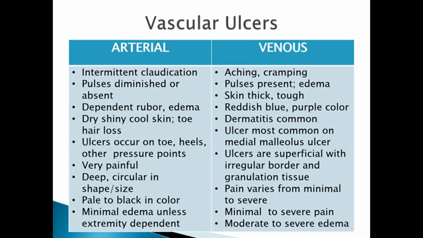Whereas when you look on the venous side, they don't have a problem with peripheral pulses. And they're going to have edema all the time. Their skin is very thick, it's very tough. Color-wise, it's a reddish blue to a purple color. It's not uncommon for them to get dermatitis or cellulitis. The ulcers tend to be a little bit more superficial. They're not going to be as deep. They're very irregular versus the circular arterial ones. And your venous ulcers will tend to show granulation tissue when you're looking at the wound bed.